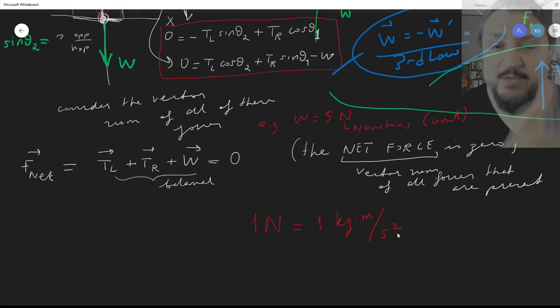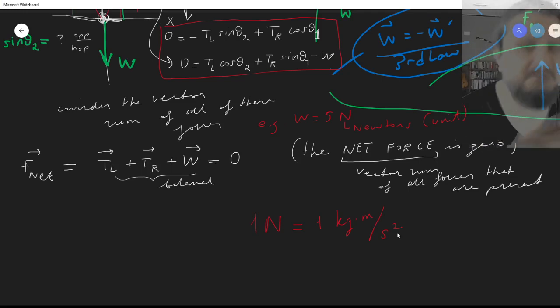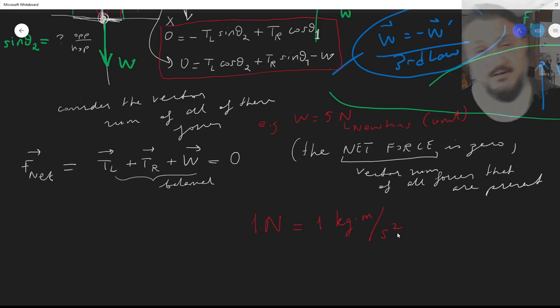So, if the weight is 5 newtons, and I give you theta 2 is 25, theta 1 is 30, what is left to do? You're going to solve for TL and TR. Two unknowns, two independent equations. Good, okay? Use your algebra skills to solve for TL and TR, and you would be done with that problem.